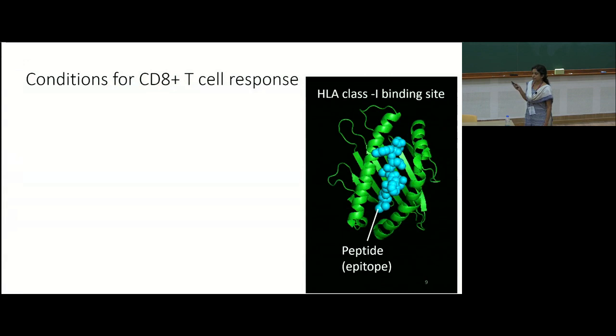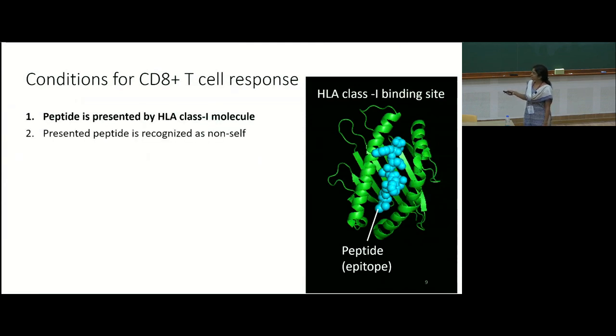There are two conditions that must be satisfied for a CD8 plus T cell response to be mounted. First, the peptide must be presented by an HLA class 1 molecule, as shown here. And second, the presented peptide must be recognized as non-self. But it's important to recognize that this first condition has to be satisfied. If a person's HLA alleles are able to present only 1 or 2 or in fact 0 epitopes from the virus, it becomes impossible for the cytotoxic T cell to even recognize that a virus has entered the host. And therefore, their immune response will be very, very weak, if existent at all.